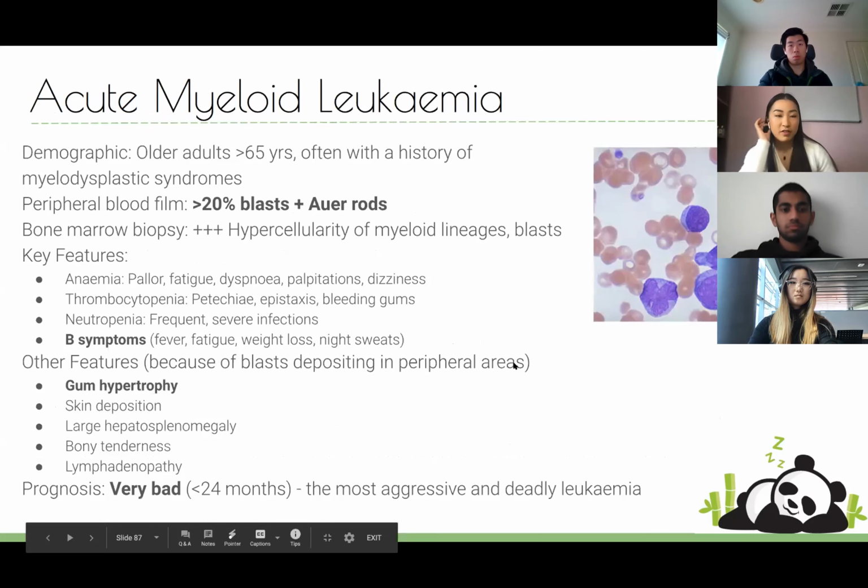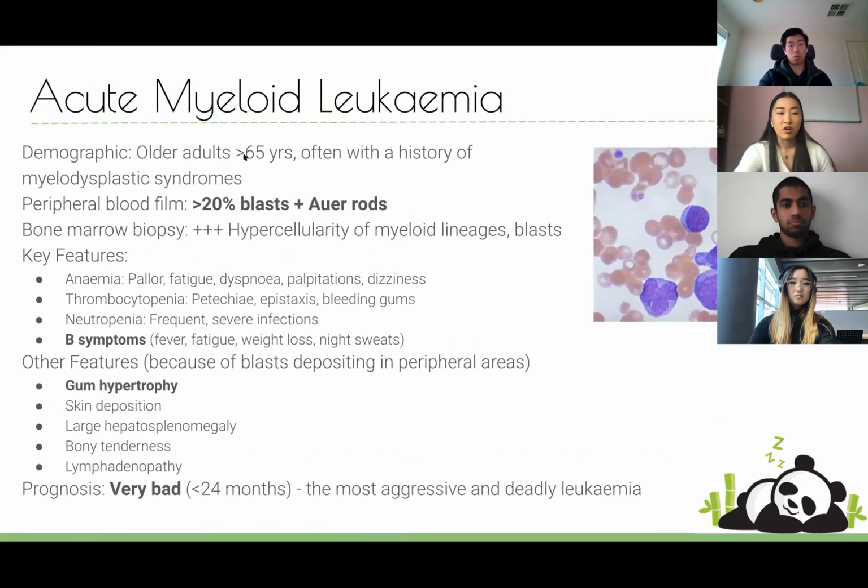So starting with AML. The demographic for this is usually older adults, often with a history of some kind of myelodysplastic syndrome. So maybe they had polycythemia rubra vera in the past, and then it progresses to AML. In the peripheral blood film, this is what you're looking for. Blasts: anytime you hear blasts, you're thinking acute leukemia, because these are your massive immature cells. And then these Auer rods, which are tiny little rods that you can see here included within the cell. That's a buzzword for AML.